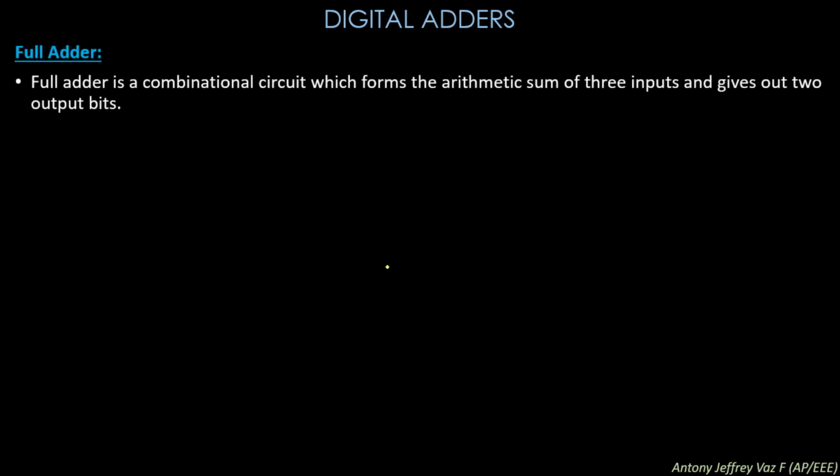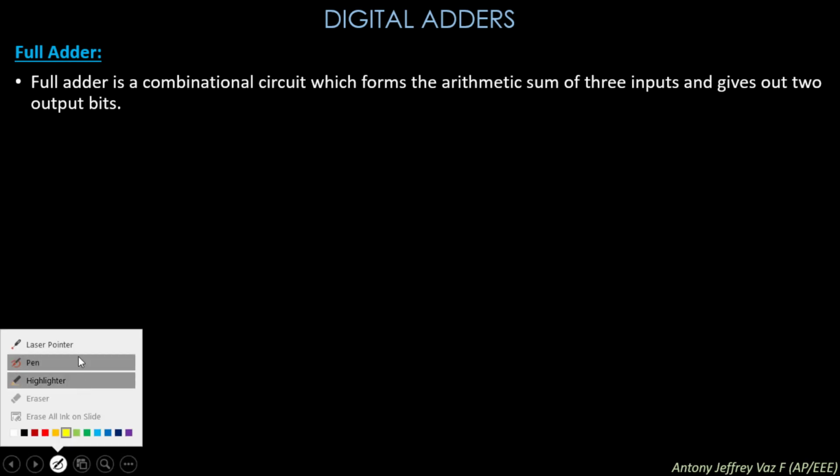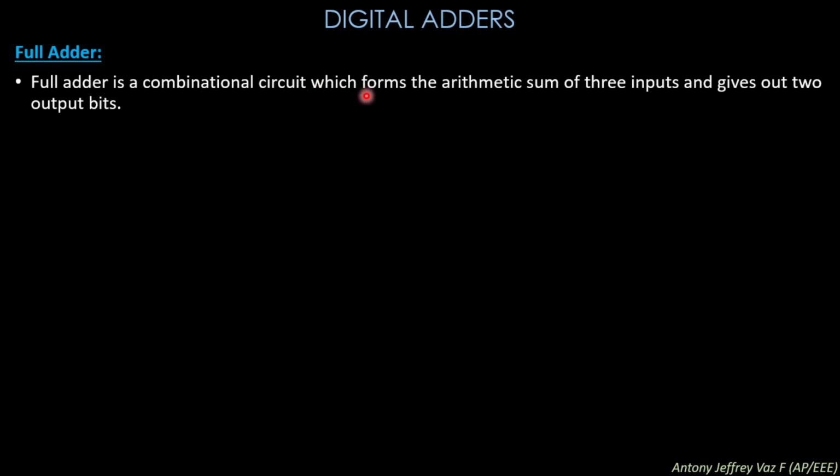Next, for the full adder, the full adder is also a combinational circuit which performs the arithmetic sum of 3 inputs and gives out the output bits. For the full adder, you are going to provide 3 inputs. The 3 inputs are A, B and C in. C in is the carry of the previous addition. So you get A, B and C in, and the full adder will provide you the sum as well as the carry output.